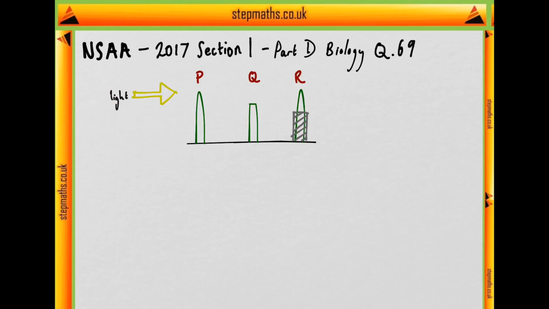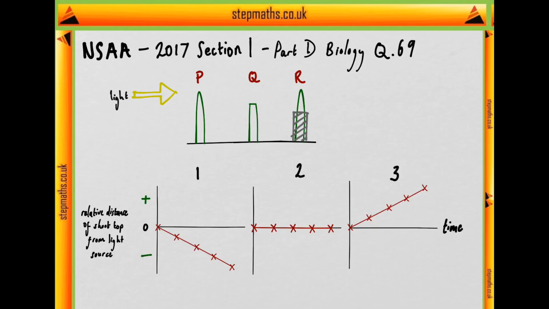Light will be coming from the left-hand direction, and all other variables will be kept constant, and they will be exposed continually for 24 hours. Every 6 hours, the distance between the light source and the tip of the shoot will be measured and plotted on graphs which indicate the relative position, either positive, i.e. growth away from the light source, that would be a positive change in distance, or negative, i.e. growth towards the light source.